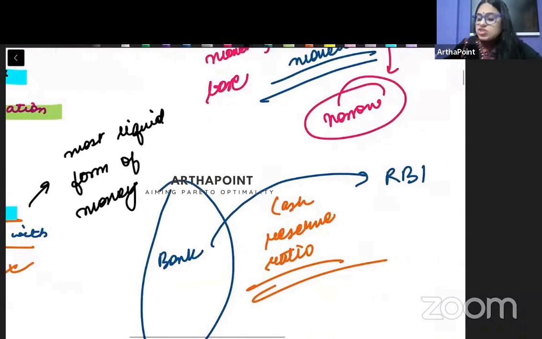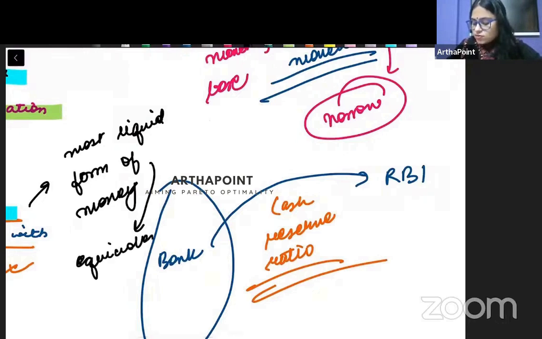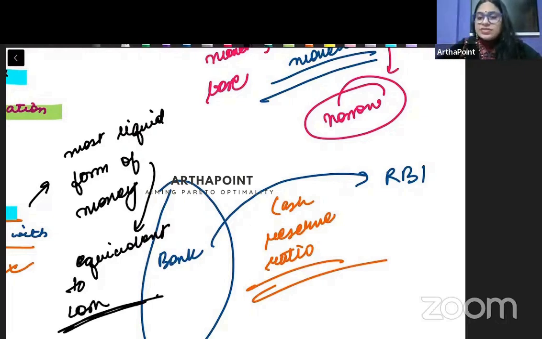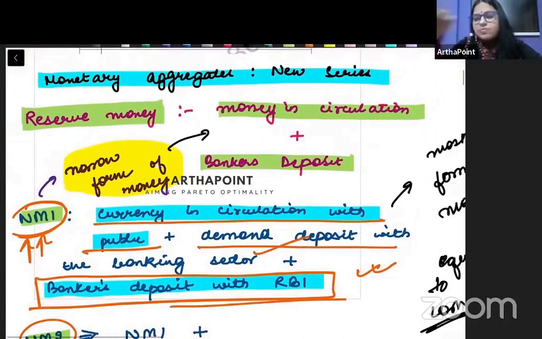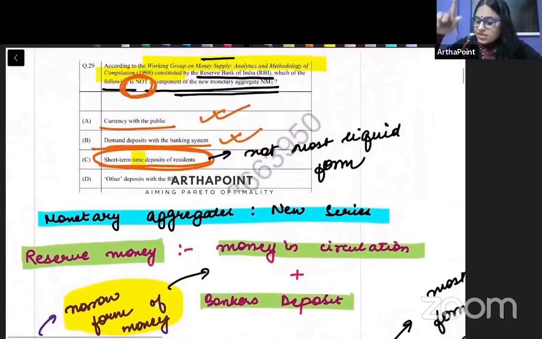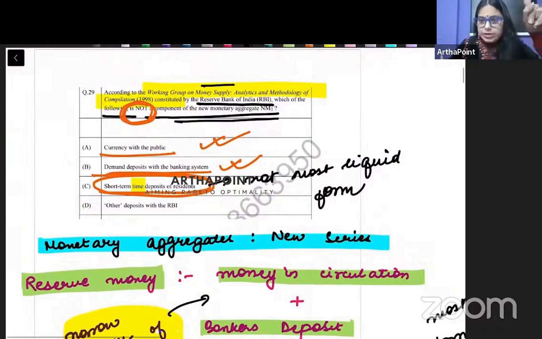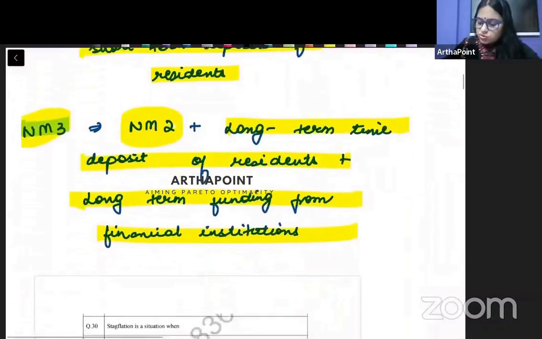वो पैसा which is equivalent to cash, the money which is equivalent to cash, जो आराम से कैश के बराबर है, that is called your most liquid form of money. So that means, beta, it does not include time deposits. So this is the right answer. Time deposits are not a part of M1. Clear हुआ बात? Okay beta, let's come to the next question.